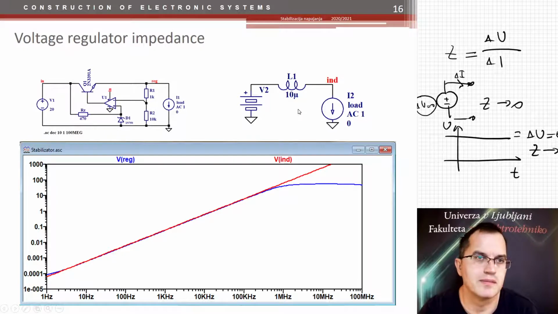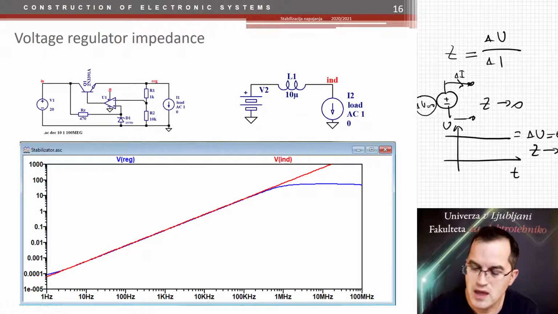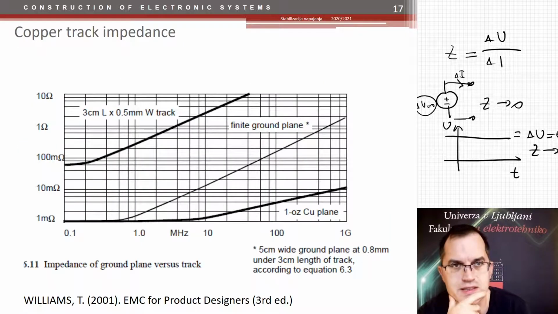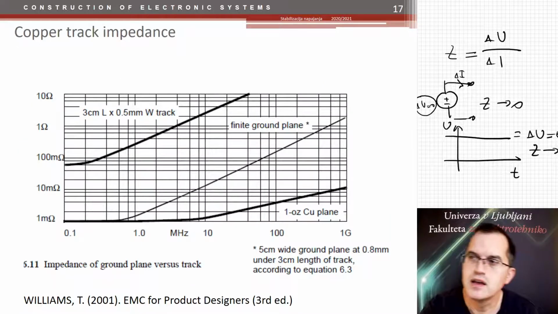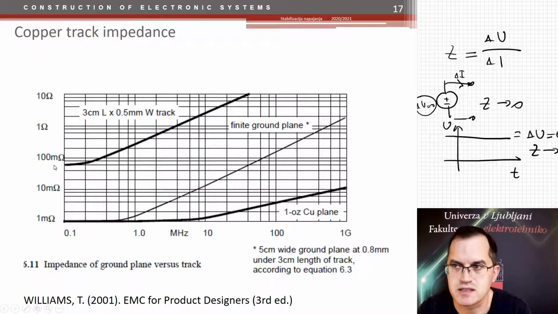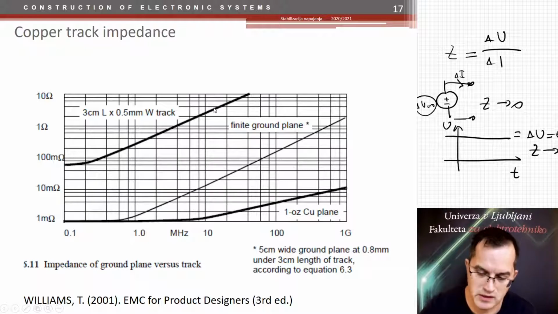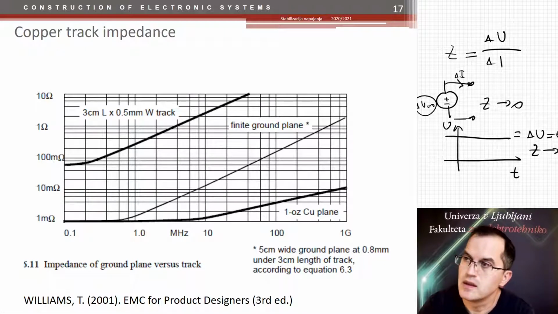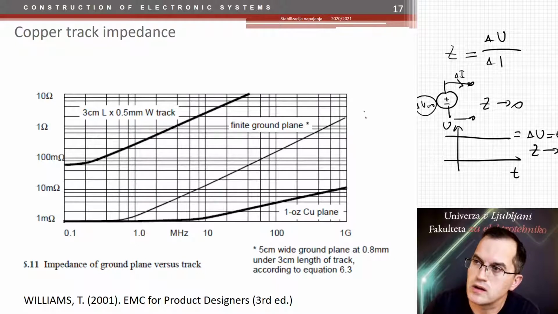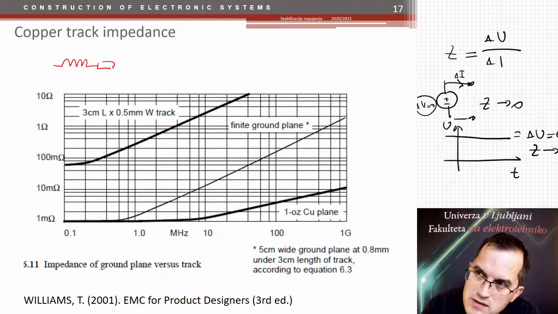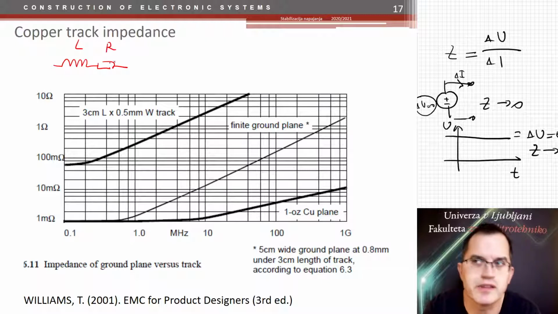This is just one part, the voltage regulator part. And the other part is the copper track impedance. And now, how much is that? So first of all, there is a certain resistance here. And then the inductive nature starts to prevail. So you have a coil again, with a certain resistance. So this is the impedance equivalent circuit for the copper track on the PCB.